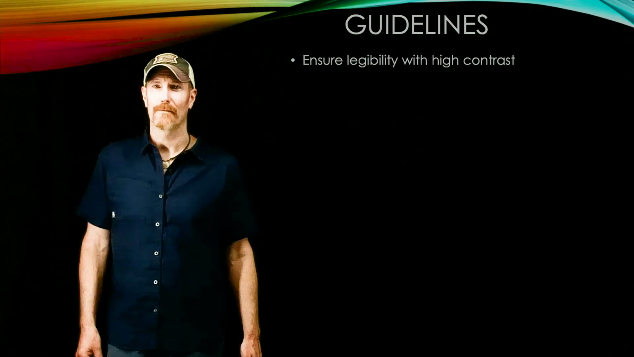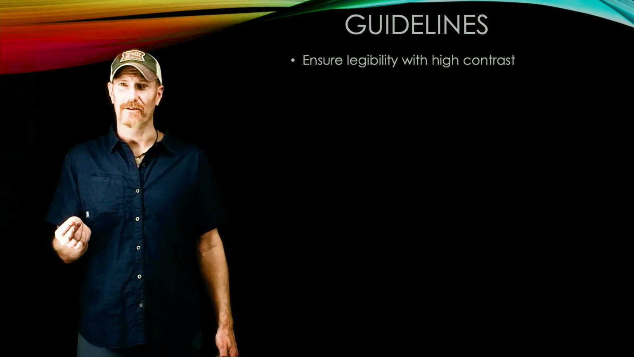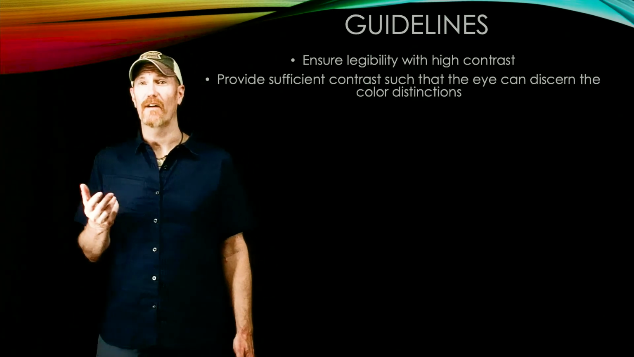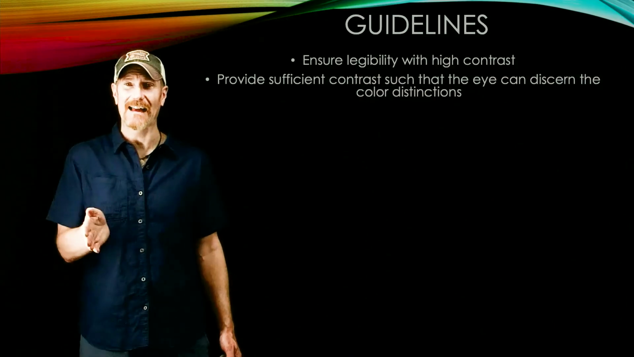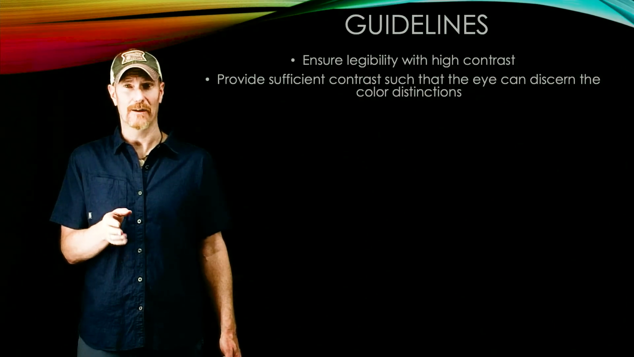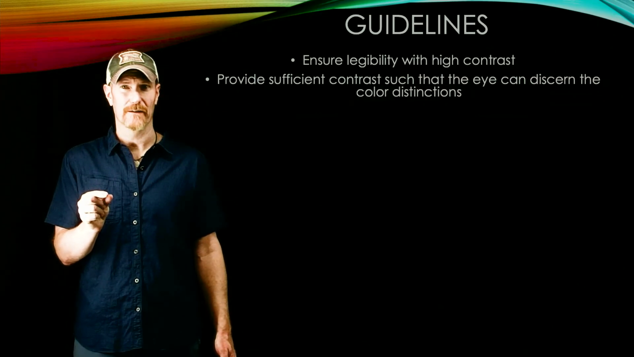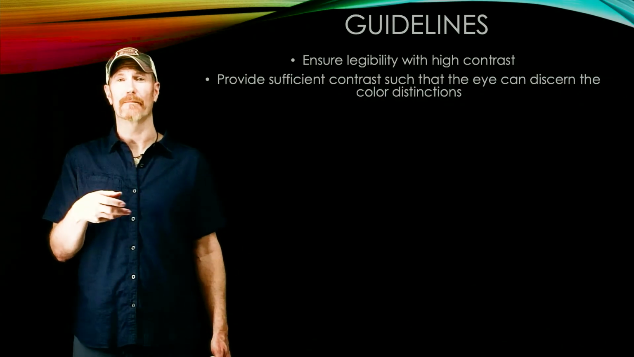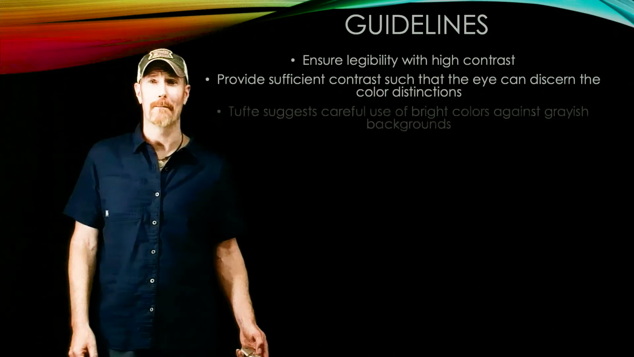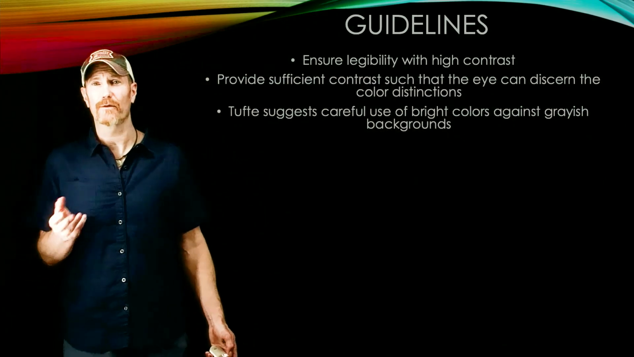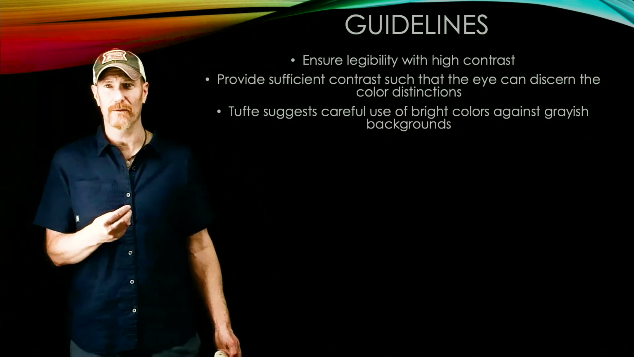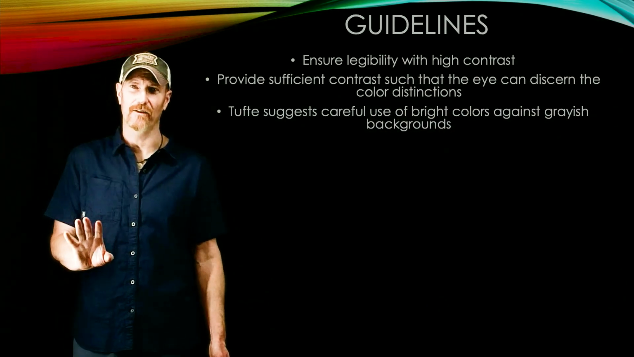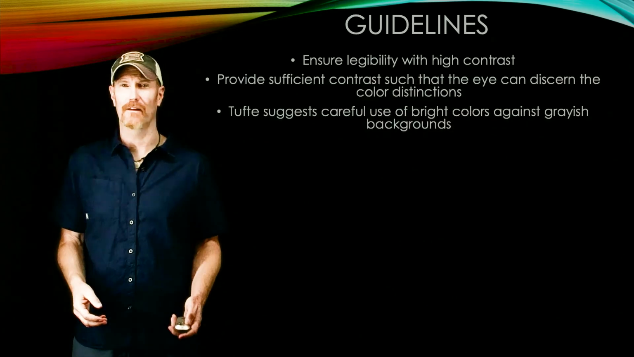So, some guidelines. You want to ensure legibility with high contrast, right? So use color to help you differentiate your type. You want to provide sufficient contrast between colors so that the eye can see the difference, right? You can't have blues that are too close to each other because then you won't be able to see the difference. And this is especially important if you're actually showing measurement with color, right? So amount. Tufte suggests the careful use of bright colors over grayish backgrounds. That tends to work, right? Especially in thematic cartography, you make your base map very subdued and bring the data up into the hierarchy.